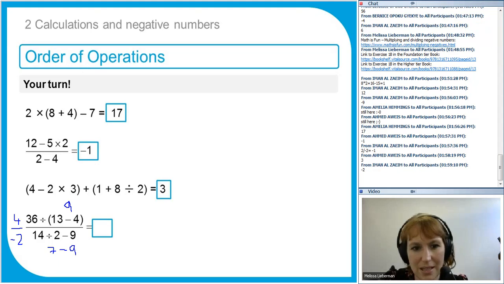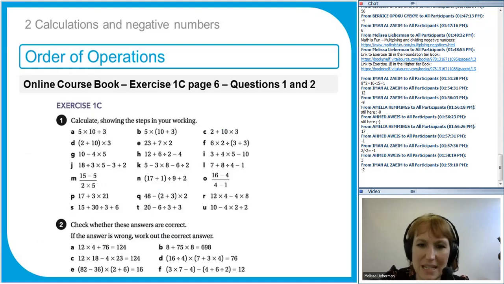Ahmed, 3, Iman, minus 2. Let's have a look. Minus 2. Iman, well done. Ahmed, can you see where I got the answer from? Maybe try again in a minute, and you can hopefully see how to work that out. These are a little bit tricky.